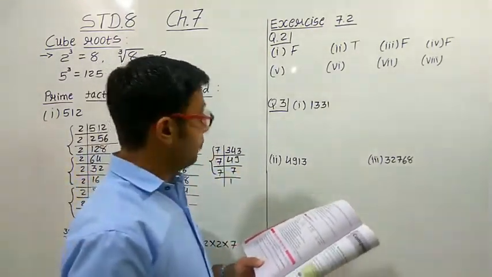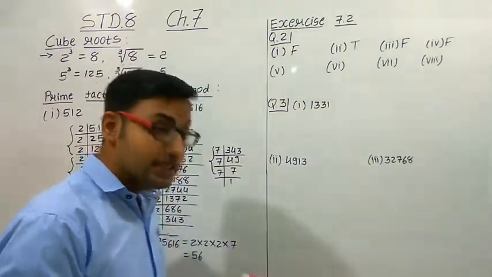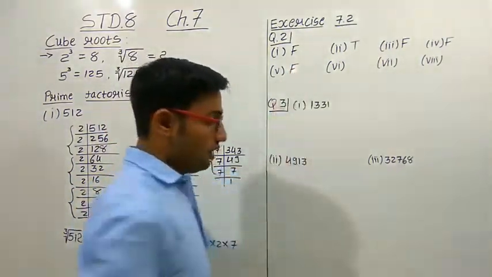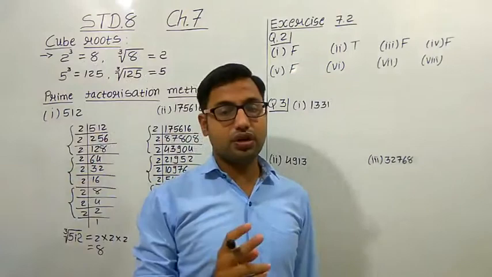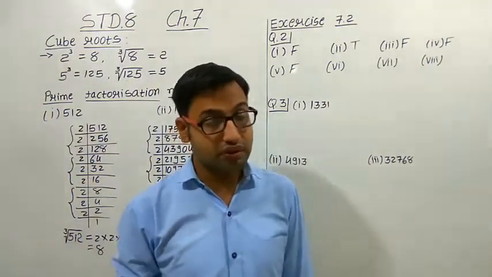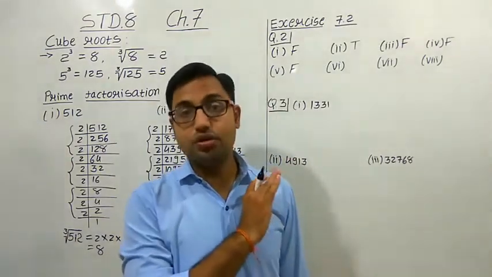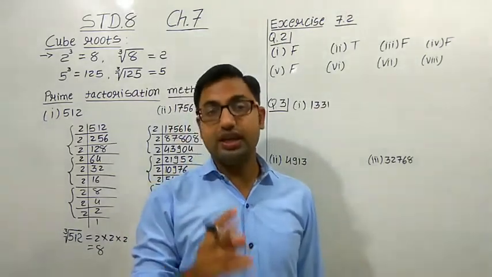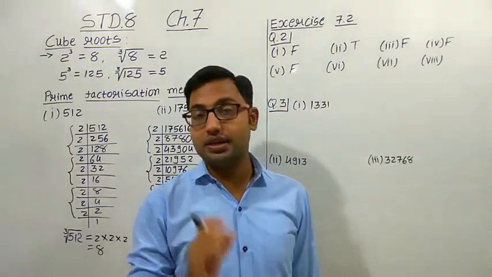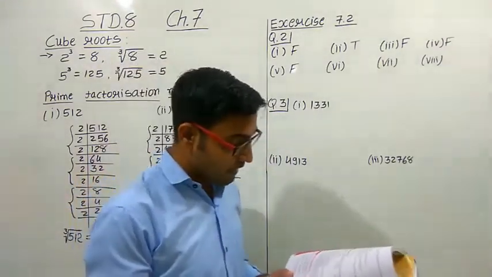Now fifth one is, the cube of a 2-digit number may be a 3-digit number. This statement is again false, right? Because what is the smallest 2-digit number? It is 10, and its cube is 1000, and 1000 is a 4-digit number. So no 2-digit number is possible whose cube is a 3-digit number. It is not possible. So the statement is false.